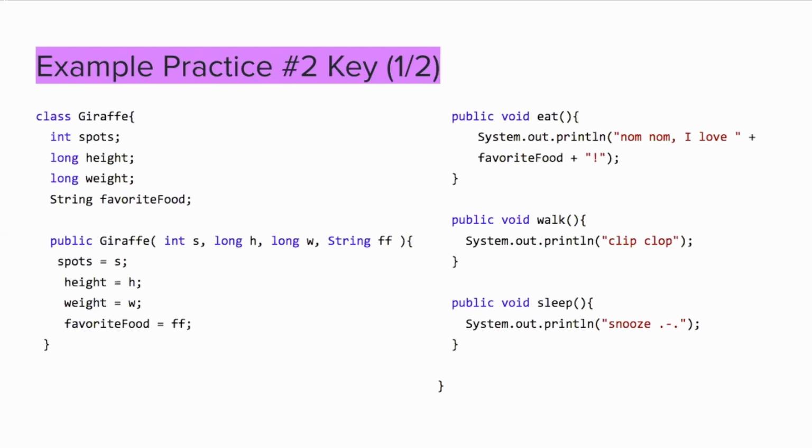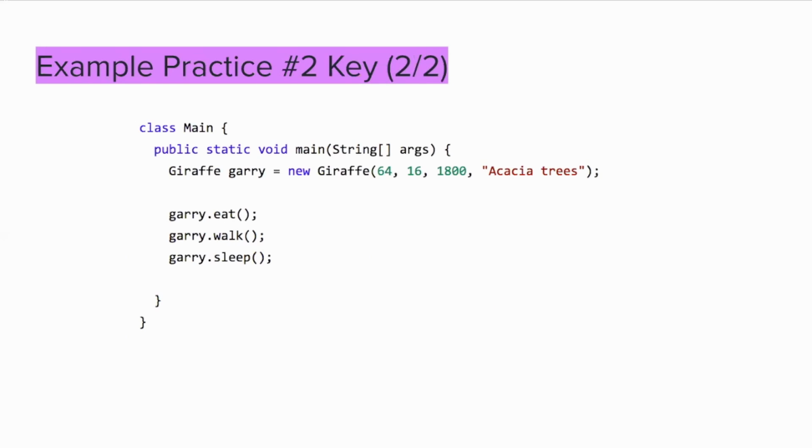Next, we would create all of our methods. Each method has the same structure. We'll have public methods so they can be called later. The methods don't return anything, so our return type will be void, and we have no parameters. Finally, we will make our main method in the main class. We'll create an instance of a giraffe called Gary with the variables 64, 16, 1000, and acacia trees. Then we call each of these methods to make sure they work.